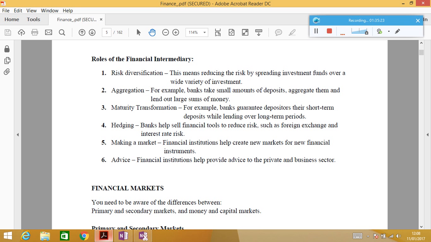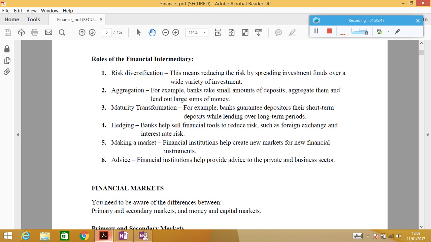What is the reason there? For example, banks take small amounts of deposit, aggregate them, and lend out large sums of money. We all keep small amounts of money in the bank. So what the bank will do is collect all the money and give it as a loan to the other person. Okay, borrowing. So that's the role of the bank.